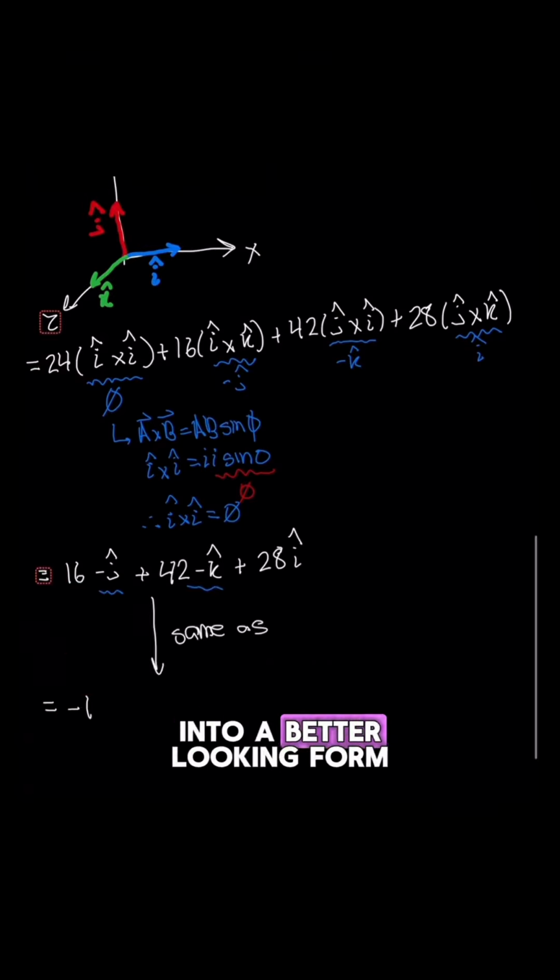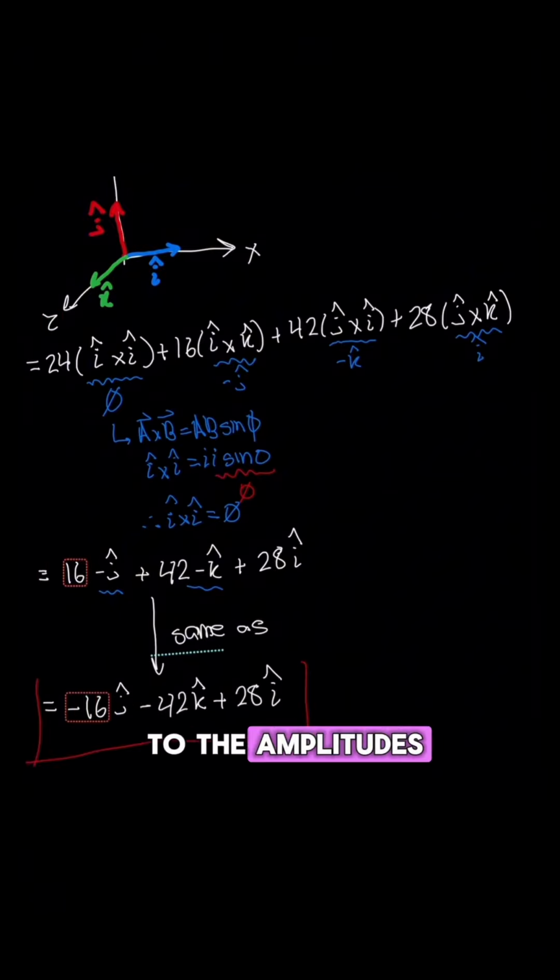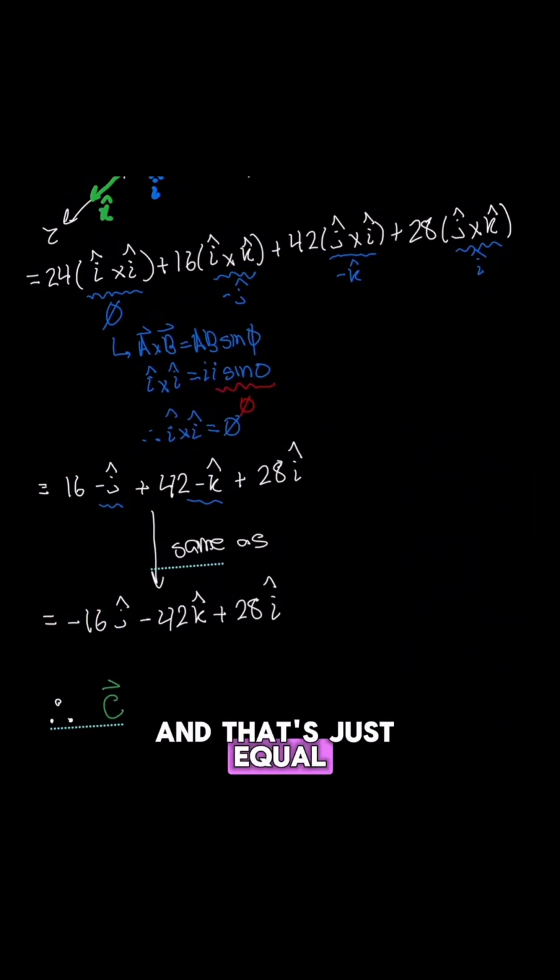But to change it into a better looking form, we can also just move the negatives over to the amplitudes. And we get that final expression there, and that's just equal to the C vector.